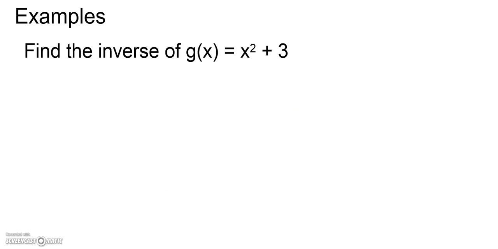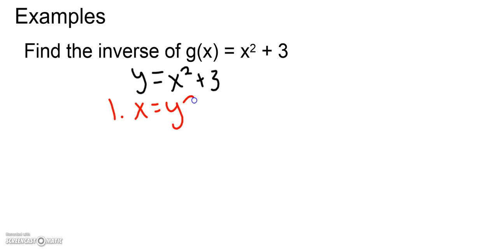So say you have g of x equals x squared plus 3. As we just said in the last example, this is the same thing as saying y equals x squared plus 3. So my first step is to change it from y equals to x equals. So x equals y squared plus 3. My second step now is to solve for y.